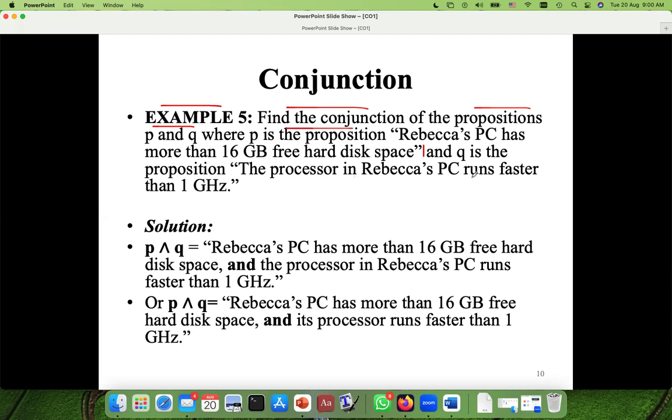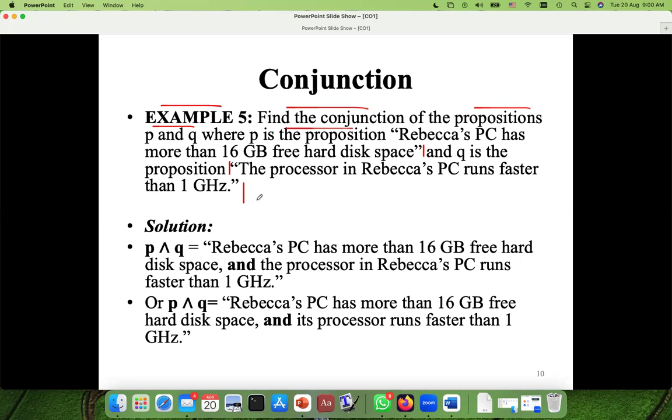And Q is a proposition: the processor in Rebecca's PC runs faster than 1 gigahertz. This is another proposition. This is called Q. So P and Q are given to you, and you have to find the conjunction. What is conjunction? You have to put "and" between them, nothing else. The content of the question is large, but the actual answer is small. If you have to find this conjunction in words, then you have to put the word "and" between these two sentences.